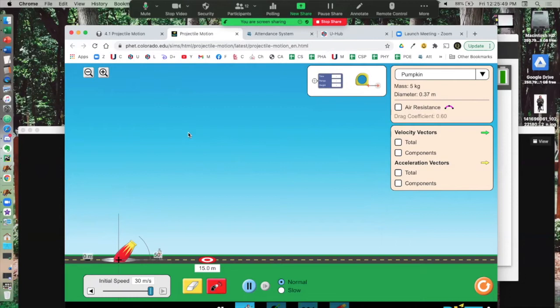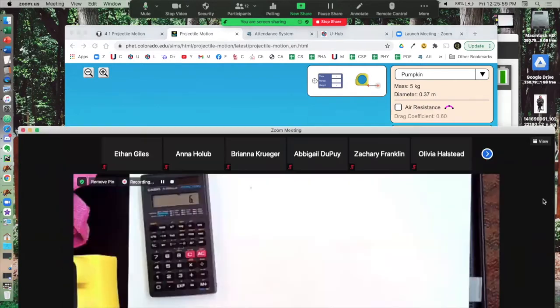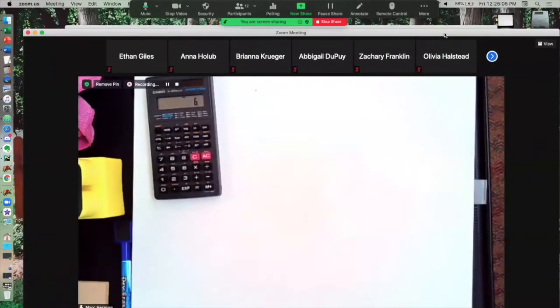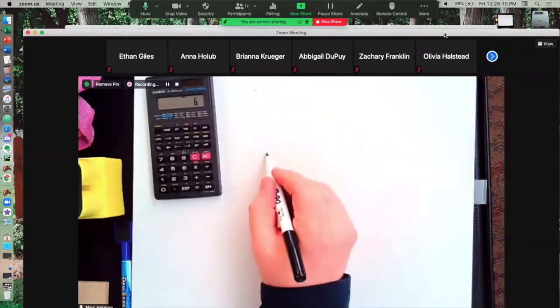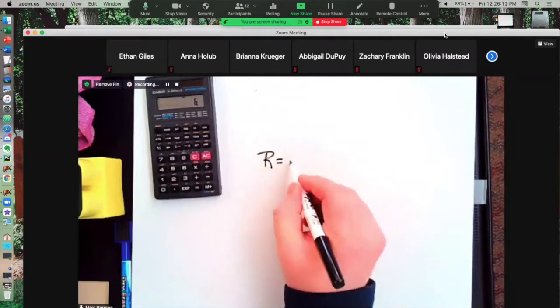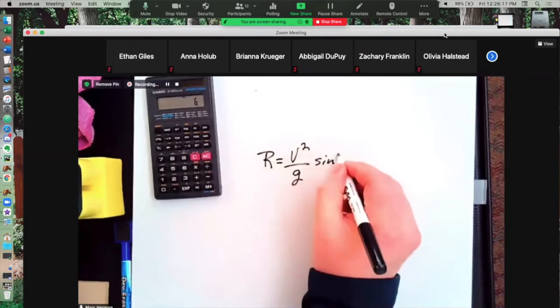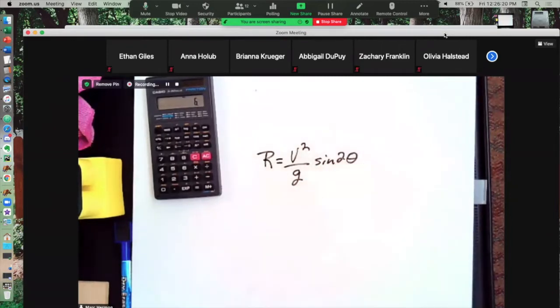Calculate. So the first thing we're going to do is calculate something before we test this. Calculate the maximum range. I want to know how far I can shoot this thing. Now remember, right now we're shooting and landing on the same plane. So we're using R equals V squared over G times the sine of 2 theta. Remember that? And we want to figure out the farthest we could shoot at 30 meters per second.